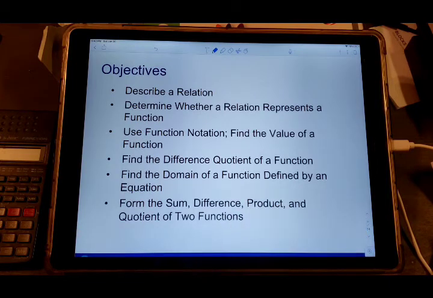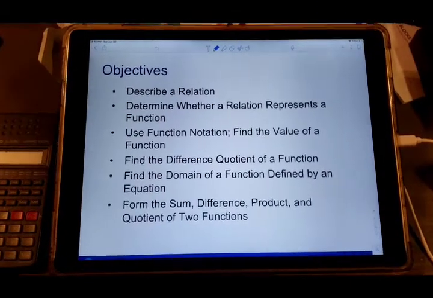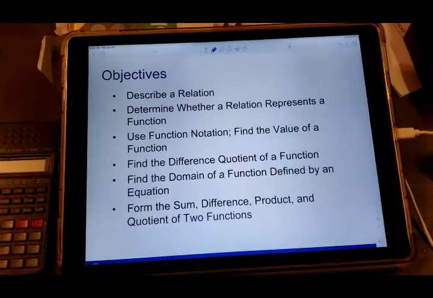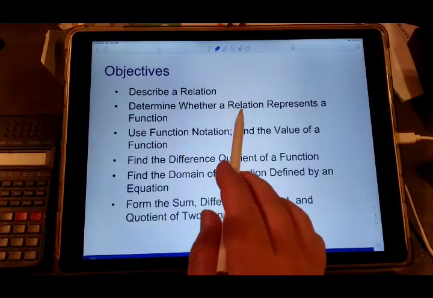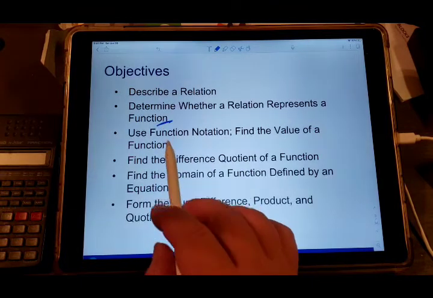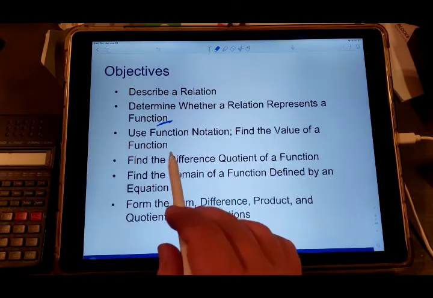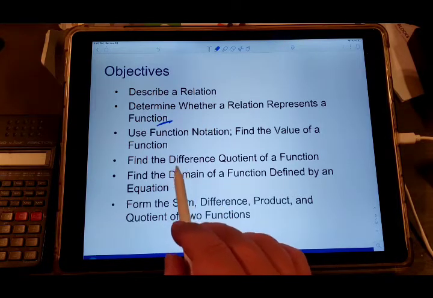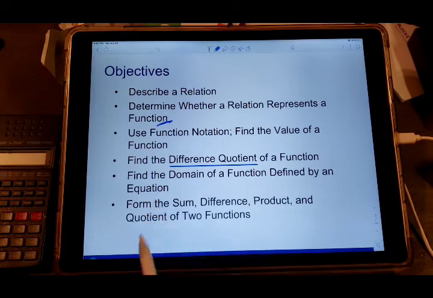So the objectives of this section: first they start with a relation. Certain special relations are functions, and we deal with functions. So that's really an important idea, which relations represent functions. Use function notation, find the value of a function. The difference quotient, it's a popular idea in calculus.